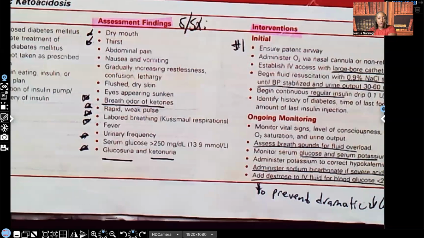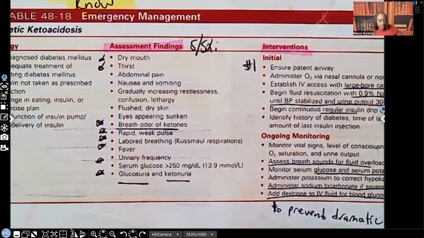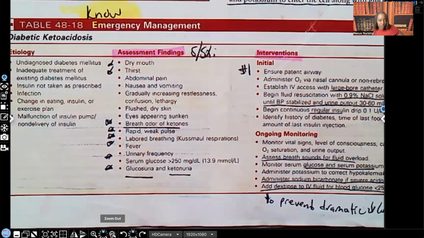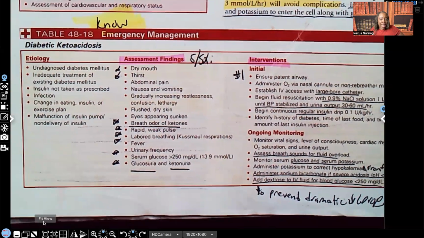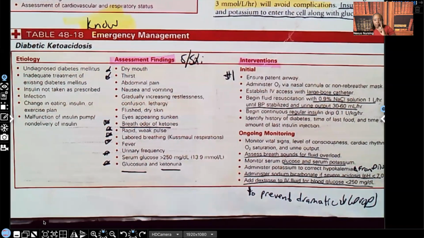Okay, this is the last thing I'm going to go over with you before I let you go, because I've gone over my time, way gone over my time. Let's talk about emergency management for DKA. That's our type 1 diabetics. Again, look at those signs and symptoms: the dry mouth, the thirst, the fruity odor on their breath. Okay, those are the ketones you're smelling. Weak rapid pulse, urinary frequency. They're trying to get all that sugar out of the urine. Serum glucose being higher than 250. We're seeing glucose in the urine and ketones in the urine.